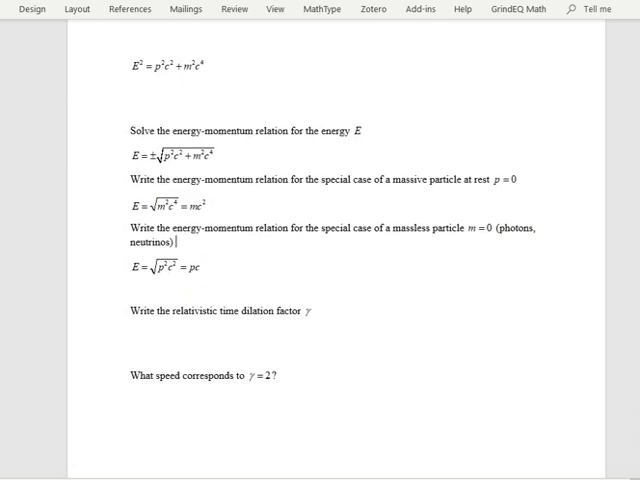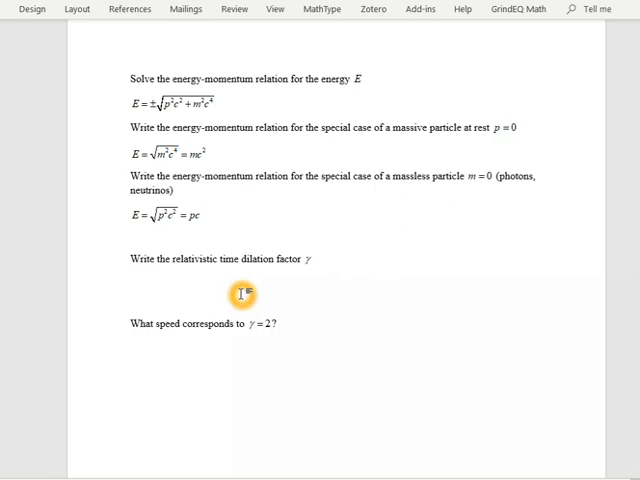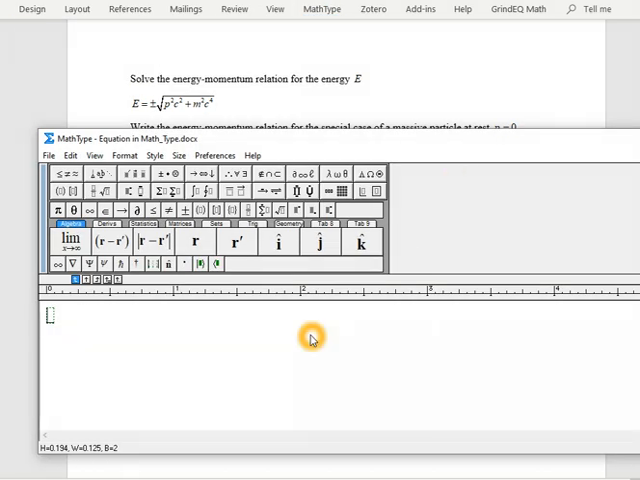Next, we want to type the relativistic time dilation factor, gamma. So go to MathType. I'm going to select a display equation. I can use Control G for a Greek symbol. So Control G, G. Try that again. If you don't want to hit Control G, you can also go and select a Greek symbol up here.